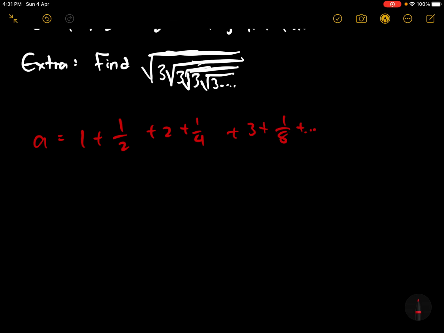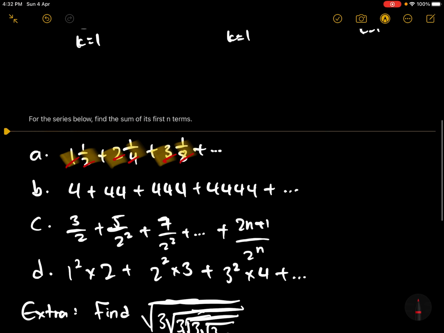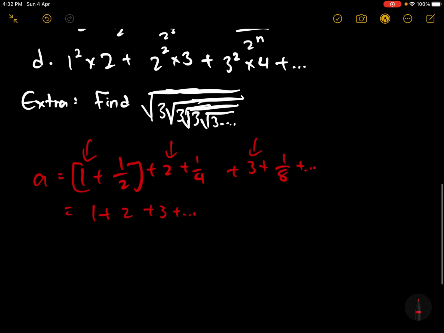Then using the AP or GP formula for the general term, if you separate properly, you will get this. I'll group them up in one area: 1 plus 2 plus 3 plus dot dot dot. The last term would be n, because there are n terms in this. And then plus 1 over 2 plus 1 over 4 plus 1 over 8 plus dot dot dot, and the last term here will be 1 over 2 to the power n.